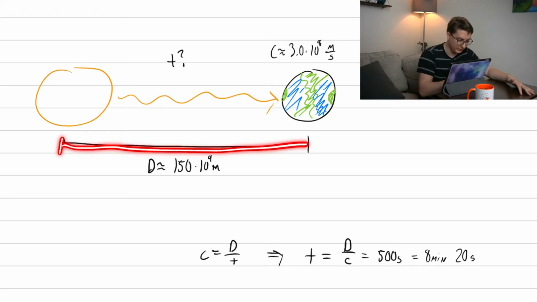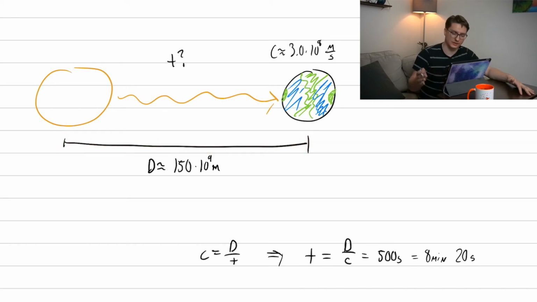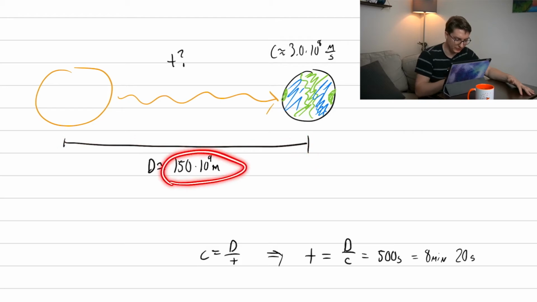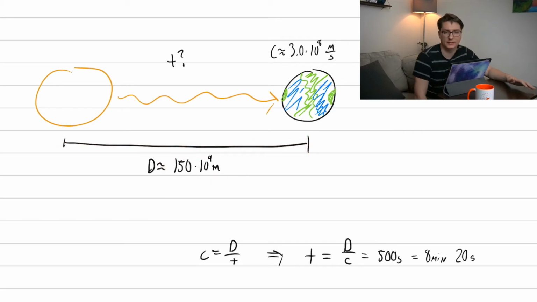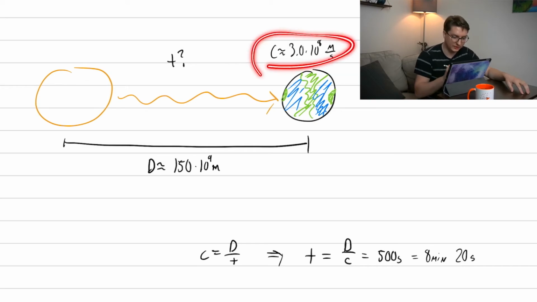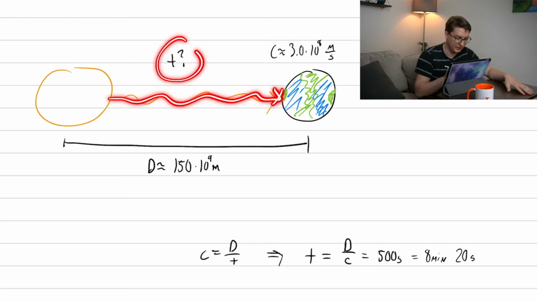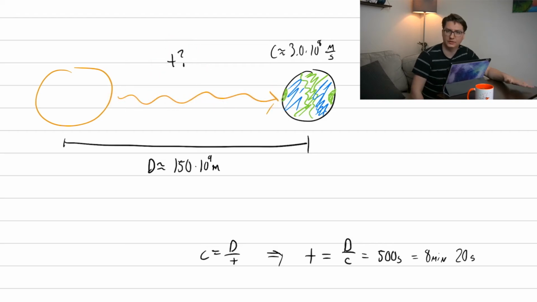So the average distance, because it does oscillate a little bit, between the sun and the Earth is about 150 times 10 to the 9 meters, so 150 billion meters. The speed of light is fixed. It's just a number, roughly 3 times 10 to the 8 meters per second. We might be interested, how long does it take for the light to get from the sun to the Earth?